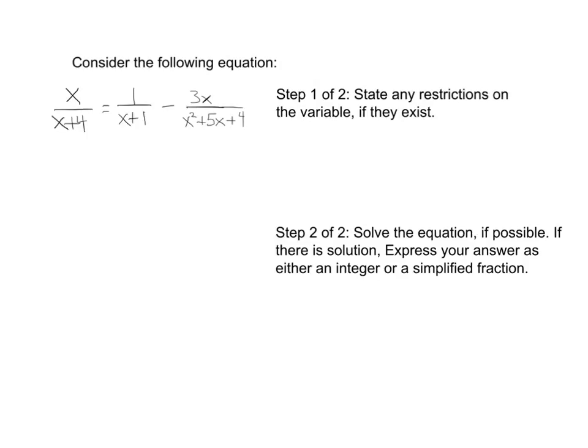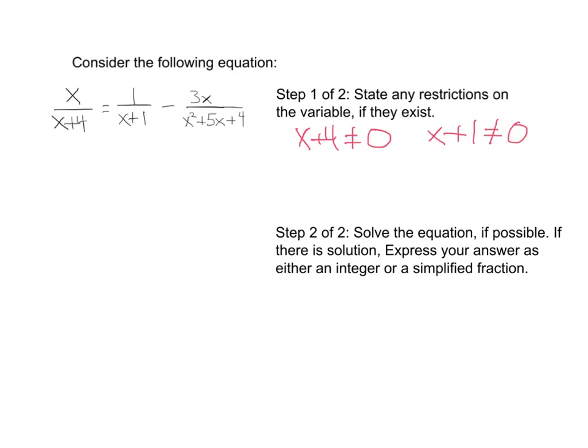And lastly, this is probably the most complicated problem that you'll see in 11.4. x over x plus 4 equals 1 over x plus 1 minus 3x over x squared plus 5x plus 4. So you could say x plus 4, that denominator can't be 0. x plus 1 can't be 0. And we could also say that x squared plus 5x plus 4 can't be 0. Although the way they work these out, they're actually pretty nice.